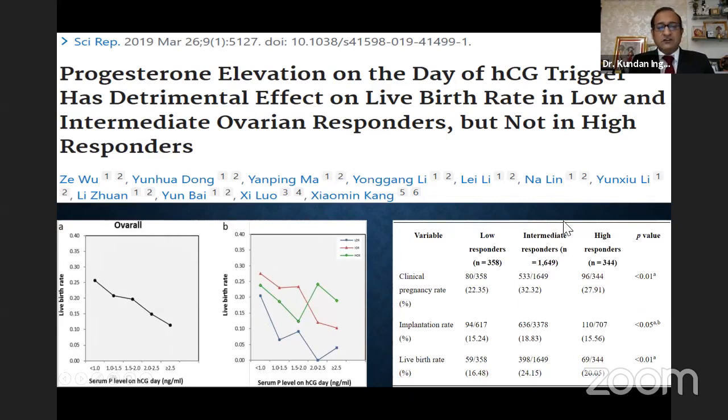They divided all the patients into 3 groups: low responders, intermediate responders, and high responders. Overall, when the progesterone level on the day of SCG was beyond 2 nanogram per ml, they found that the live birth rate significantly declined as the progesterone level rose on the day of SCG. Now, the live birth rate was compared in different responder groups.